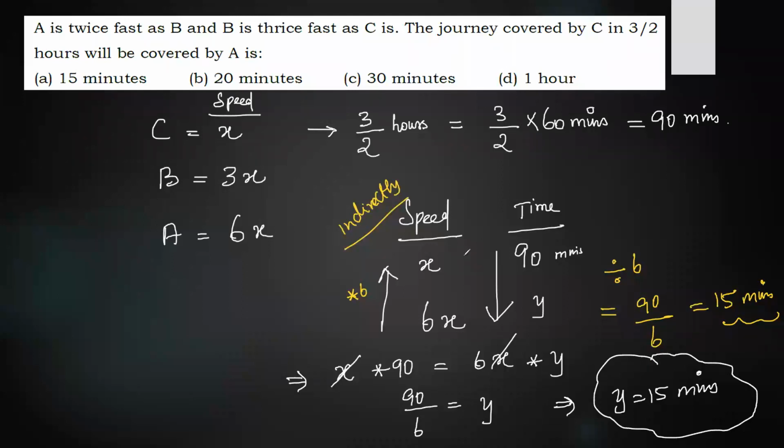Is it clear how to find this? See, actually, this is purely mathematical. I'm doing that, but by seeing the question, you can easily do it. So here 3 by 2 is the time taken. Speed is increased, definitely time will decrease. So here 6 times increased, so 6 times decrease. So 90 divided by 6, 15 minutes.